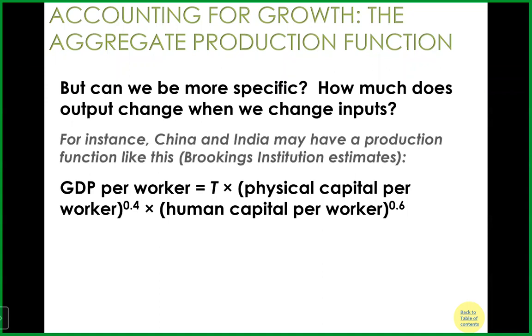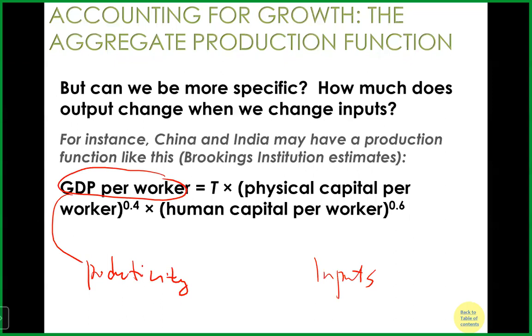Now let me show you what the production function looks like. On the left-hand side is the productivity. On the right-hand side are inputs. What are the inputs? Physical capital, human capital, technology, right? But certainly there's labor. But remember, everything is per worker. That just means we have normalized the labor, because everything is in per-worker terms. So, to summarize, this equation tells you what determines productivity.